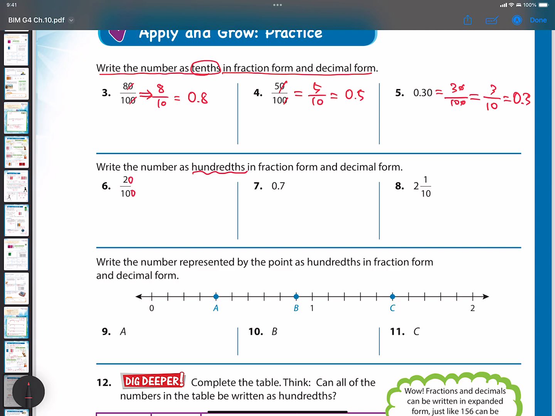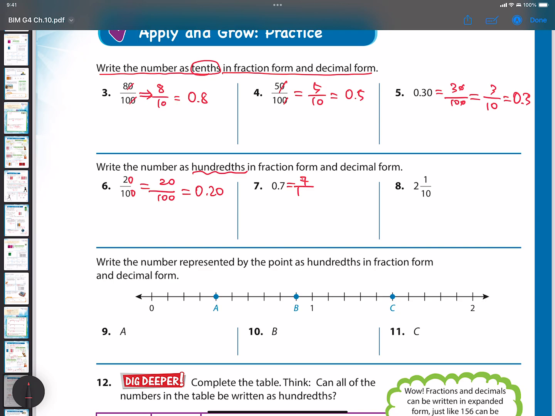Add the same amount of zeros because we are going to multiply by 10 to make hundredths. So it becomes 20 over 100. In decimal form, 2 zeros, going backward, boom, boom, 0.20, okay? And this is what? Hundredths, right?